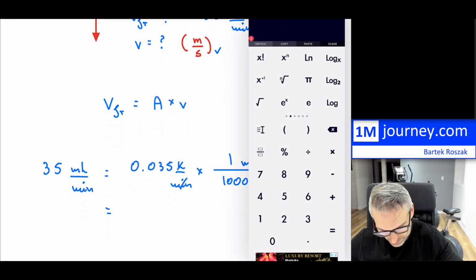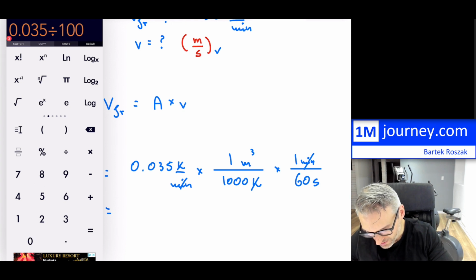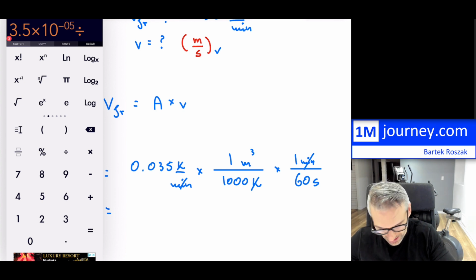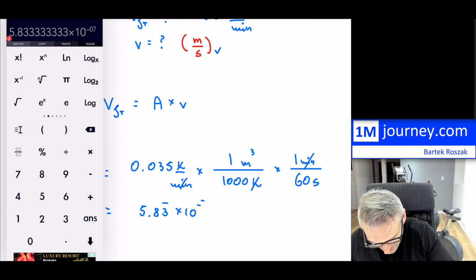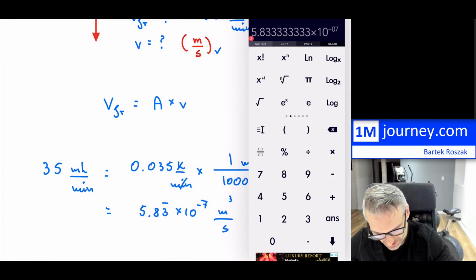I'm just going to punch this all in here so that we have what the numbers are. So this is 0.035 multiplied by 1 again, and then we're going to divide by 1,000, which gives us that answer in scientific notation, and then divided by 60. I'll keep this in scientific notation, and we have this times 10 to the negative 7, and this is meters cubed per second. It doesn't seem like a lot, but it is meters cubed. All right, so that's the first thing that we have.